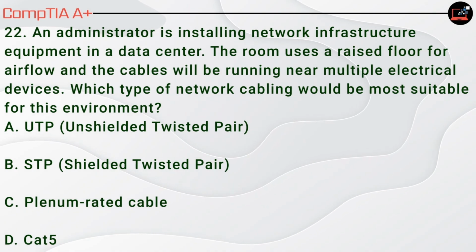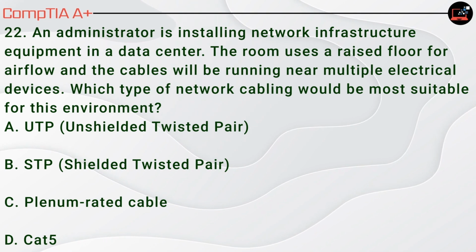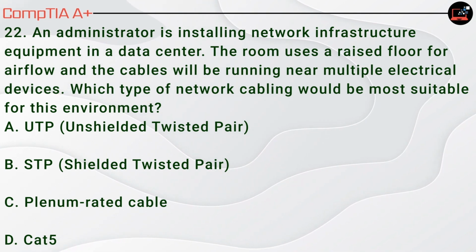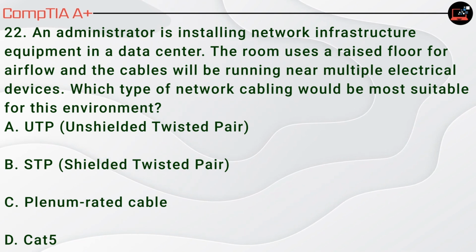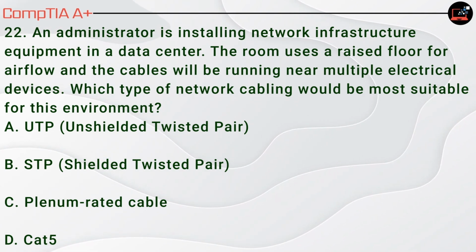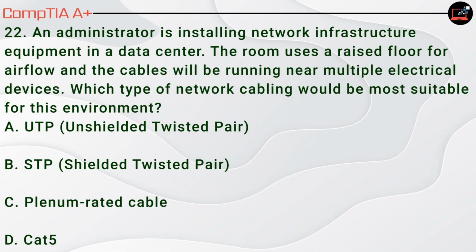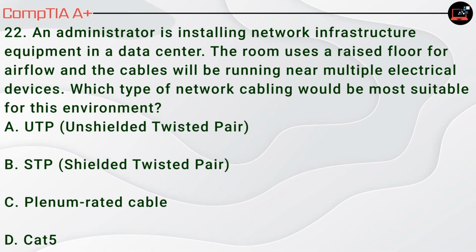22. An administrator is installing network infrastructure equipment in a data center. The room uses a raised floor for airflow, and the cables will run near multiple electrical devices. Which type of network cabling would be most suitable for this environment? A. UTP, unshielded twisted pair. B. STP, shielded twisted pair. C. Plenum rated cable. D. Cat5.